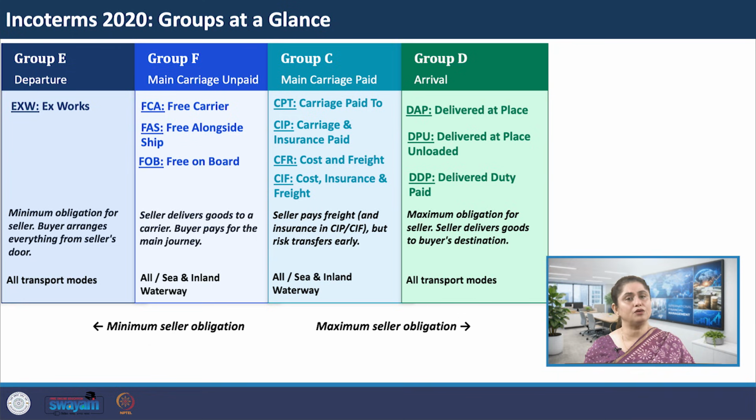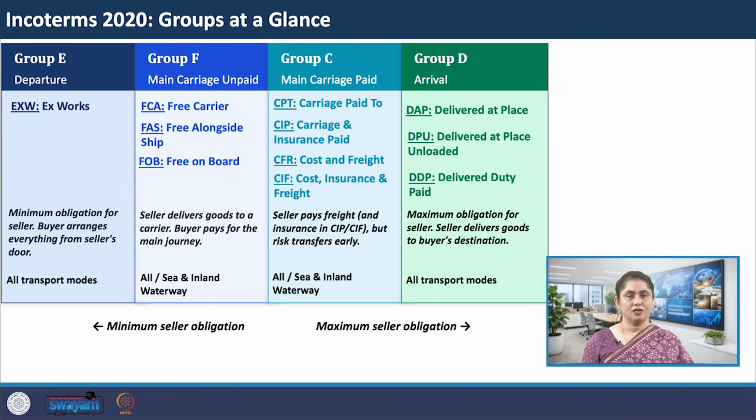This is a crucial overview slide. There are 4 columns which form the foundation of everything. The footnote at the bottom, you can see, says that minimum seller obligation is on the left and maximum seller obligation is on the right. This is the creep principle.